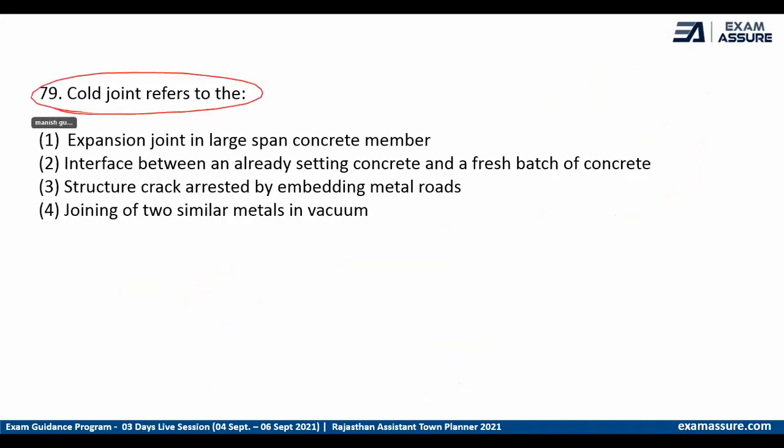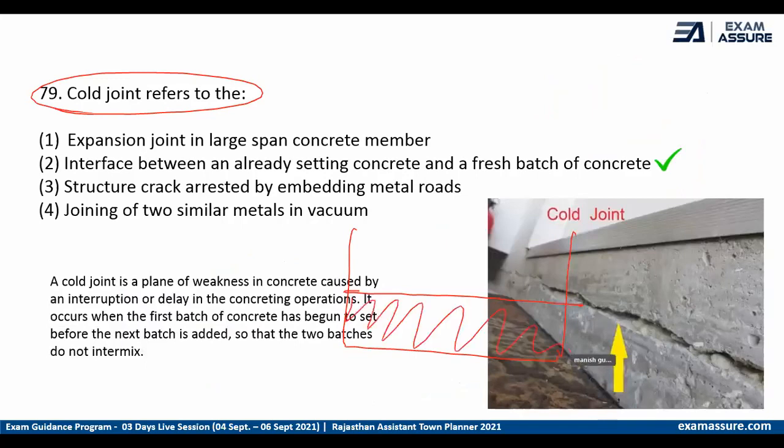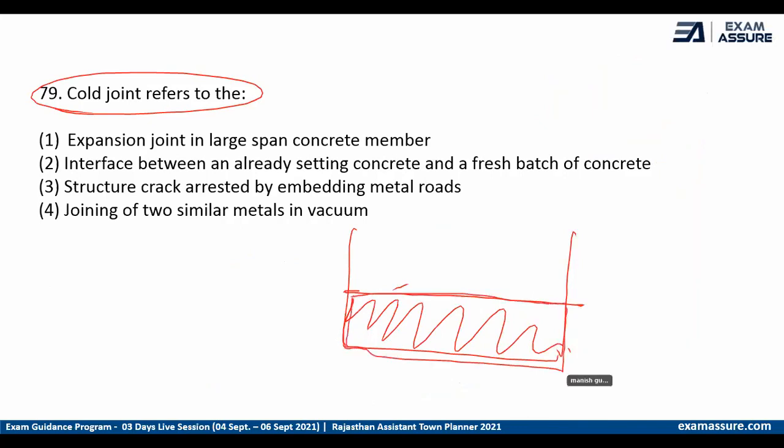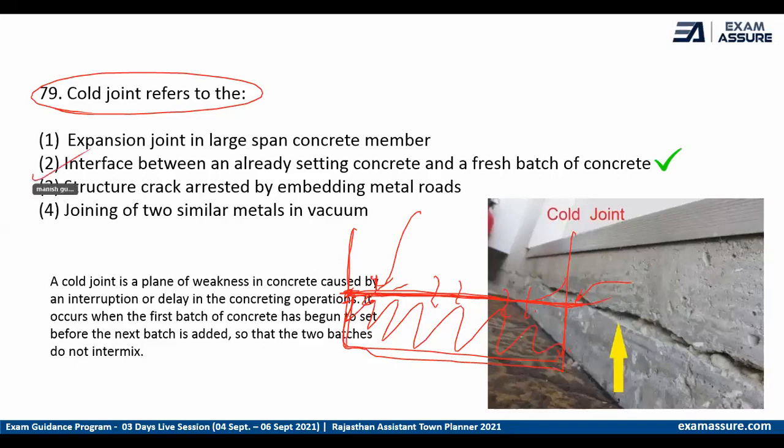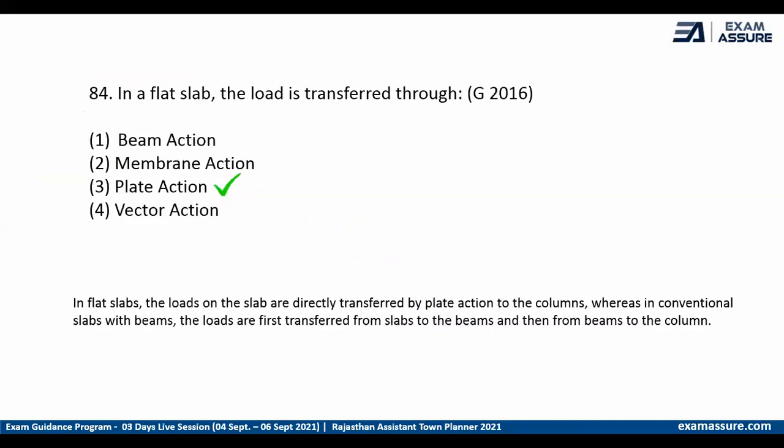Then the cold joint. In concrete, suppose a certain amount of concrete is poured in an area, then after some time, once this concrete has settled, fresh concrete is poured in this area. This concrete will not have a clear interaction with the earlier concrete. So a cold joint will form between these two. This is called the cold joint. So you can see the example of the cold joint. This is a common question.